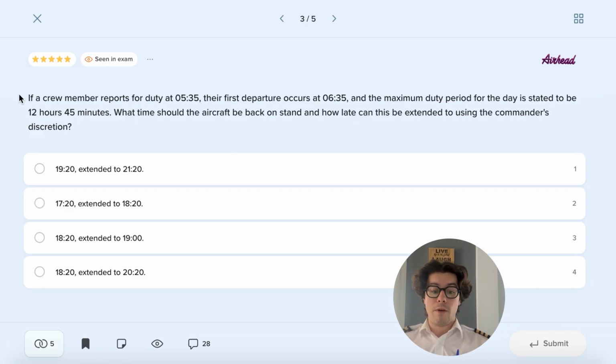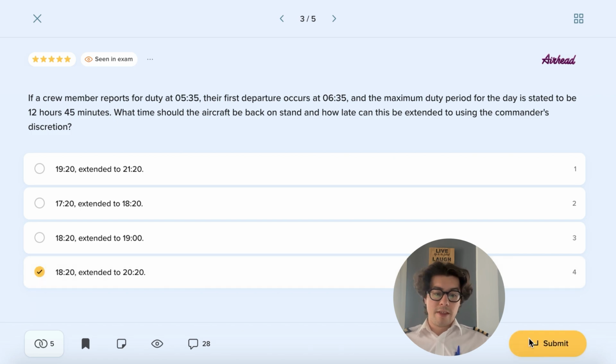the duty, which will be from the reporting time, so 12 hours 45 plus 5:35. This will be 18:20. And then how much can it be extended? By law, the duty period can be extended by 1 hour by the operator and for 2 hours by the commander, and this is his discretion, and this can be stretched to 3 hours if the crew is augmented. However, in this case, we have to consider the standard 2-hour extension, as no other facts are mentioned, so we can extend the time of duty by 2 hours on commander's discretion.